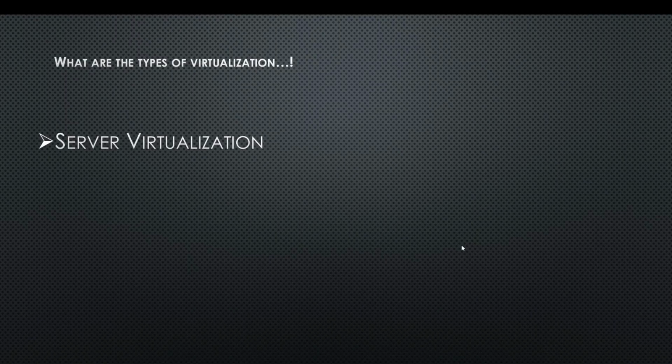So, what are the types of virtualization? There are many types of virtualization. The first one is server virtualization. In server virtualization, a hypervisor will be installed on top of x86 hardware, which is also known as the virtual layer, and which helps you to create virtual machines. On top of that, you will be able to install different flavors of operating system.